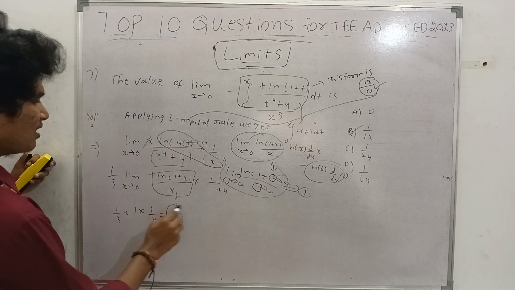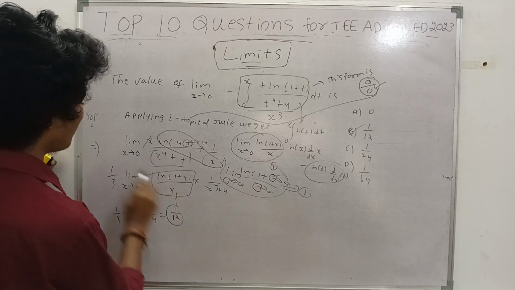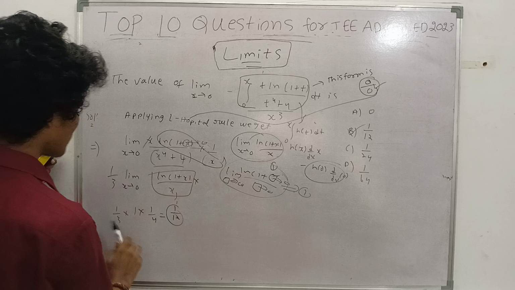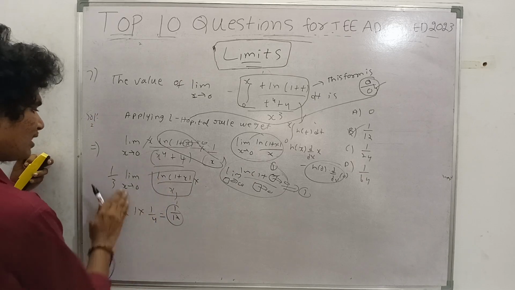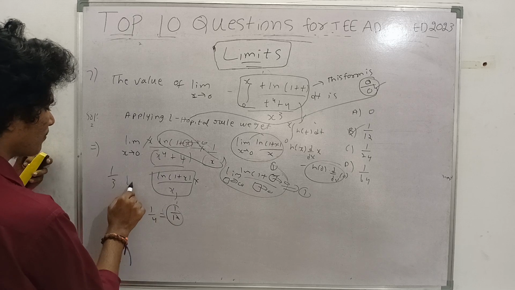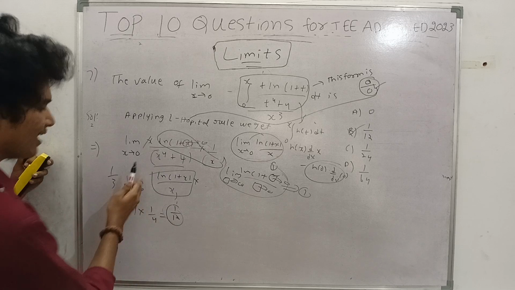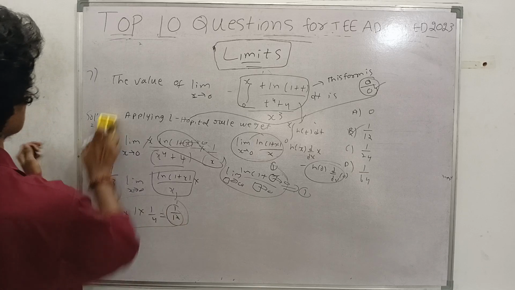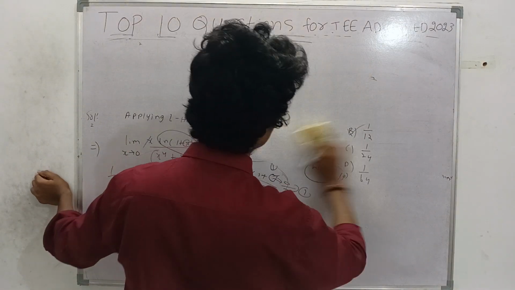So I can replace it with 1, and here it is x power 4, and when x is 0 it will be 0, and here it is simply 4, and I can take this constant outside. So 1 by 3 into this thing is 1, the limit is now completed. 1 by 3 into 1 into 1 by 4 will be 1 by 12. Understand? Here it is a limit, but here it is not a limit. 1 by 12 is the answer. 7th question is completed.